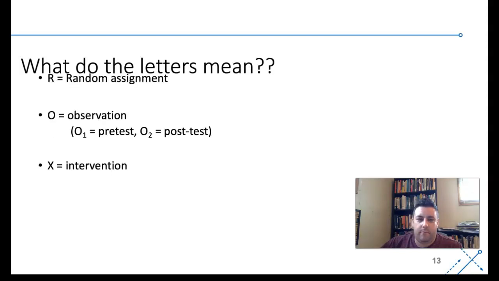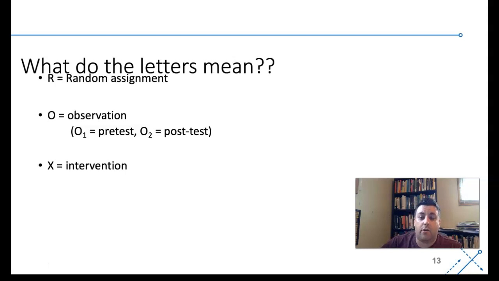First, before we get to the actual pictures of the designs, let me give you a key for interpreting the letters. So the O that you'll see here in a second stands for observation. We use typically a subscript to denote the different points of measurement, pre-test, post-test, that kind of thing. The X stands for intervention, and then the R stands for random assignment. It would be good to know what these different letters stand for. That's something that might appear on an exam.